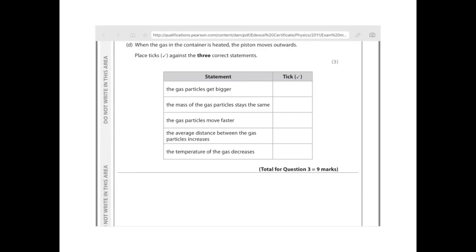Yeah, that makes sense. The gas particles move faster. Well, clearly, if you heat them, they're going to gain kinetic energy, so they will move faster. The average distance between the gas particles increases. Again, true, because if they're moving faster, they'll be moving away from each other, therefore increasing the distance. The temperature of the gas decreases. Well, no, the container's been heated, so that's absolute rubbish.